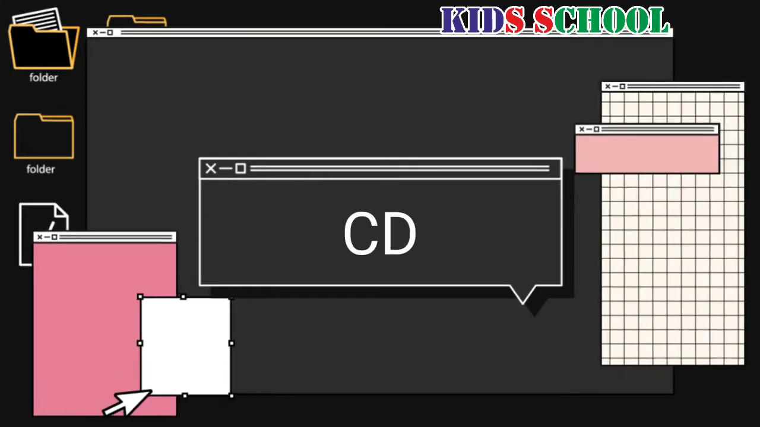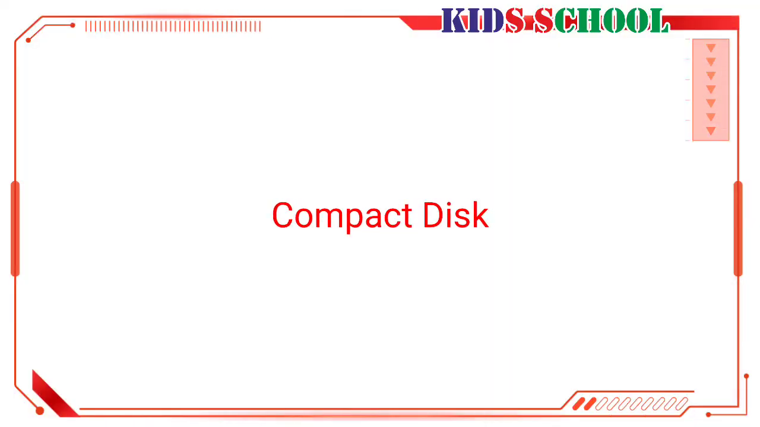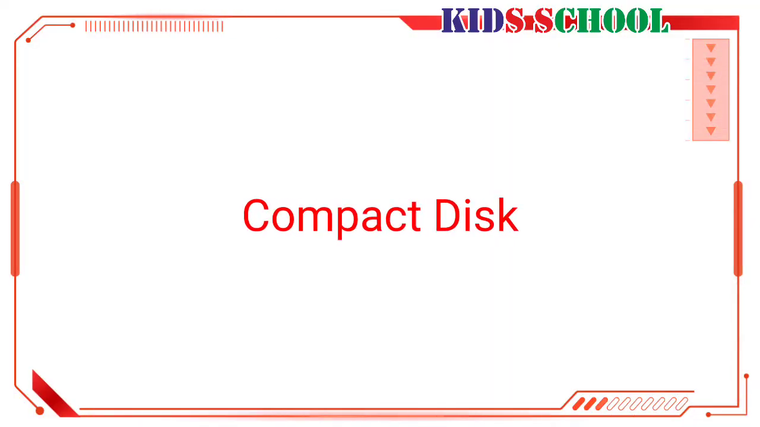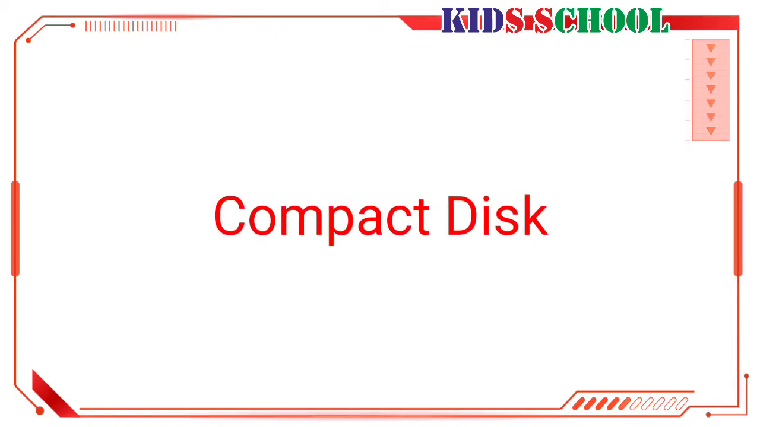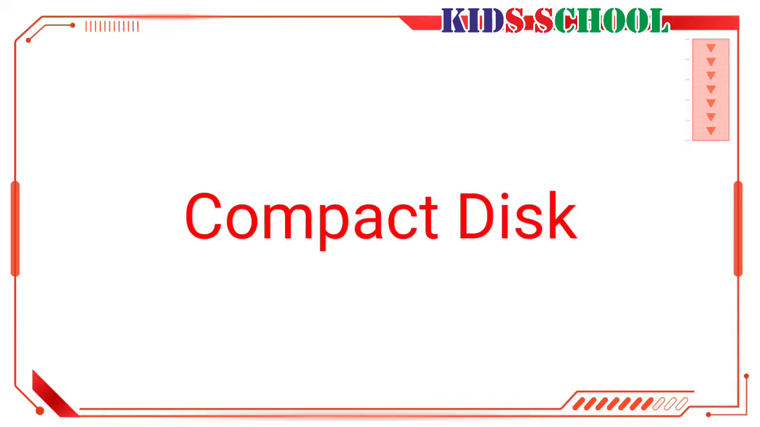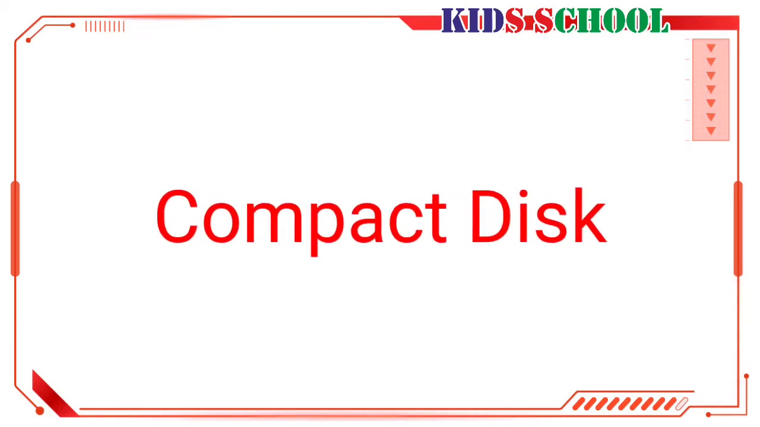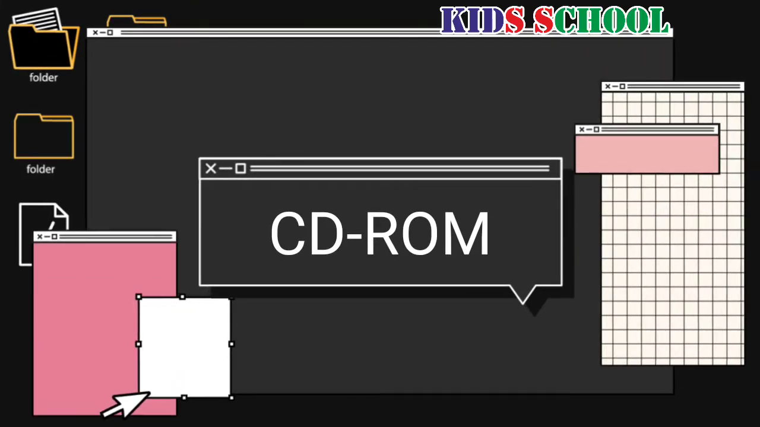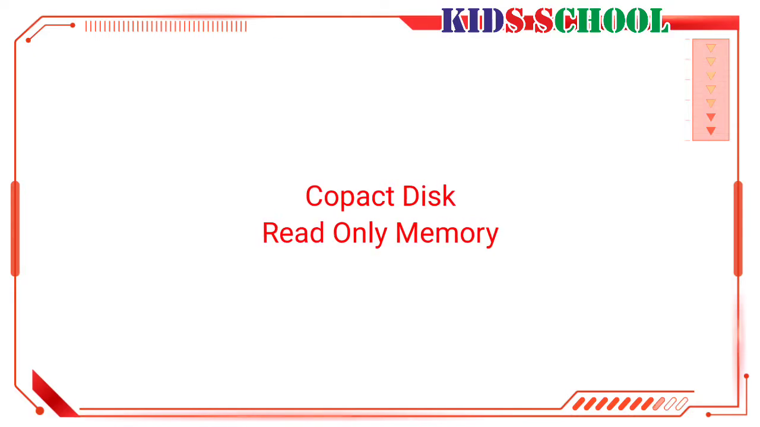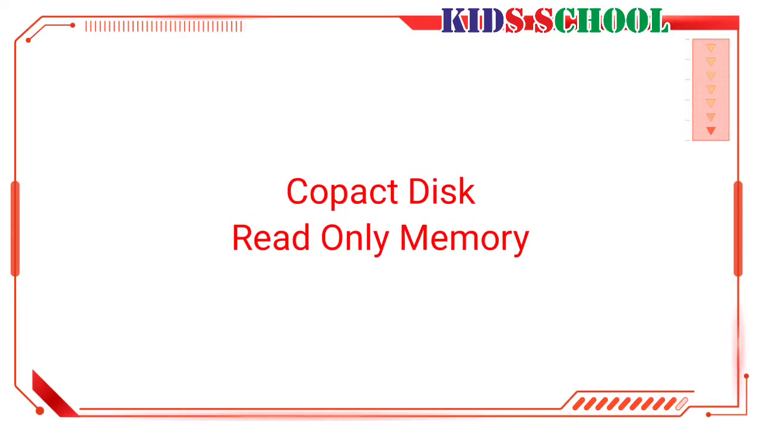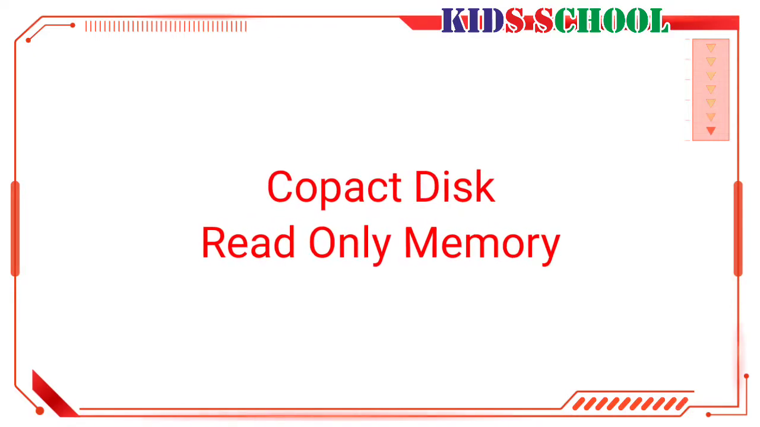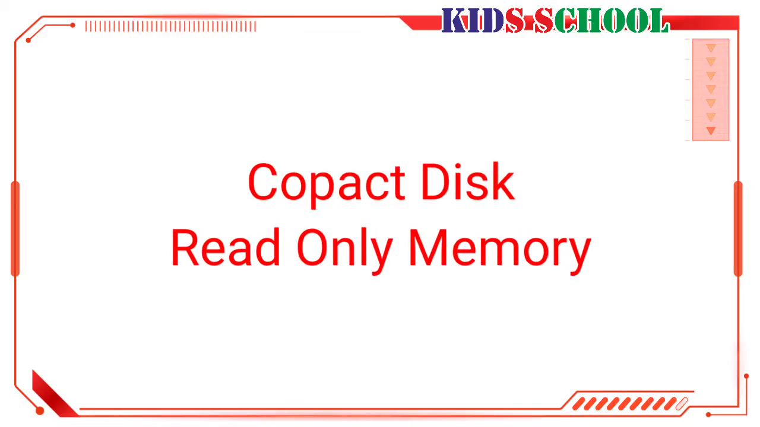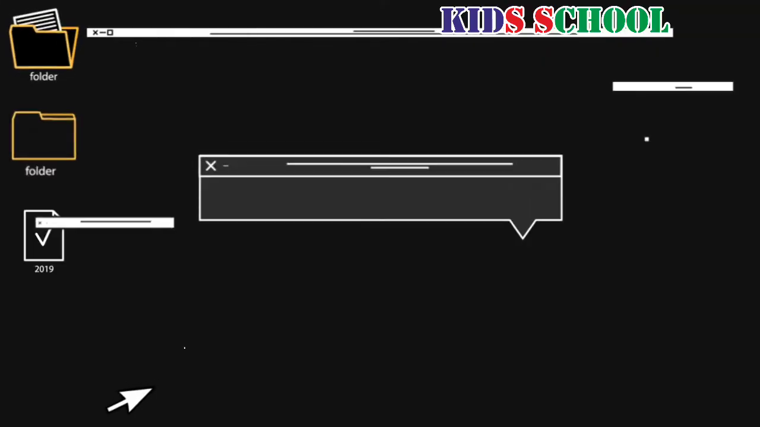CD, compact disk. Dear students, a CD is used to read or write data. A special CD drive installed in the computer is used to read or write data on a CD. Dear students, there are 3 types of CDs. CD-ROM, compact disk read-only memory. You can only read the data or listen to the content saved on it. You cannot make any changes to the data written on such CDs.